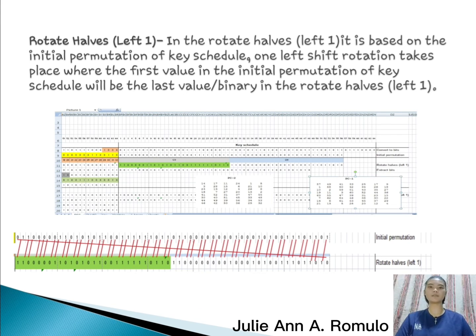In the rotate halves left 1, it is based on the initial permutation of the key schedule. One left shift rotation takes place, where the first value in the initial permutation of the key schedule will be the last value or binary in the rotate halves left 1.